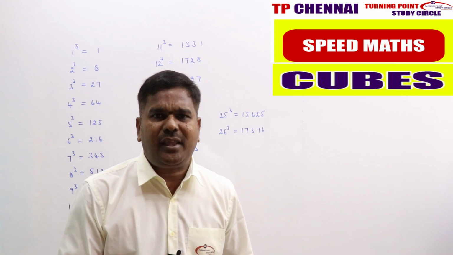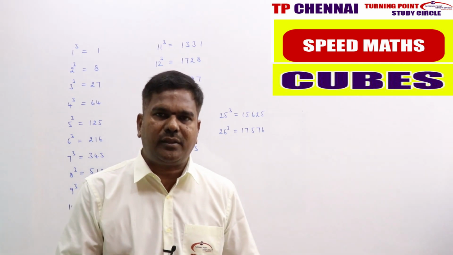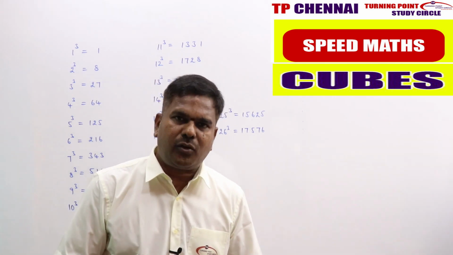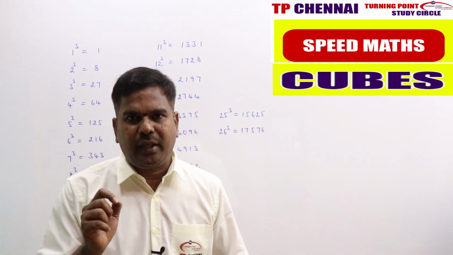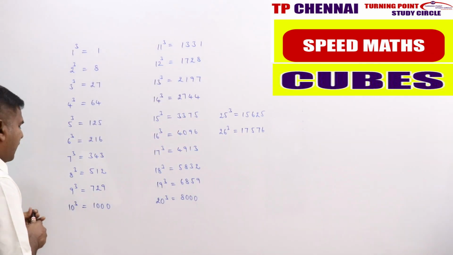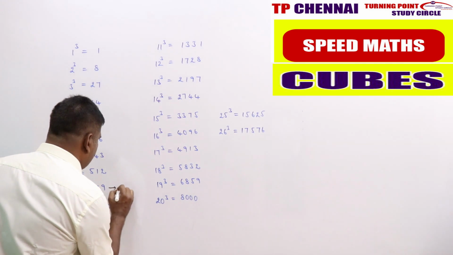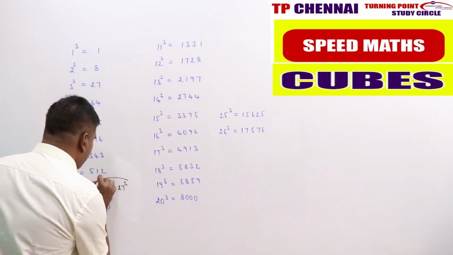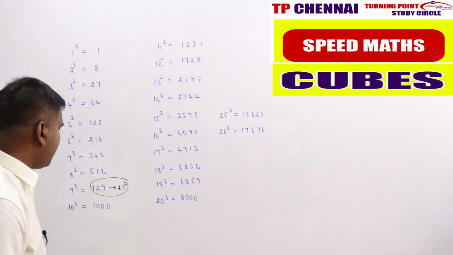And 9 cube, very easy. Even in squares also I told 27 square. What is 27 square? 729, which is also 9 cube. So if you remember 27 square, we can easily remember 9 cube. So this is nothing but a 27 square. We can easily remember 9 cube.